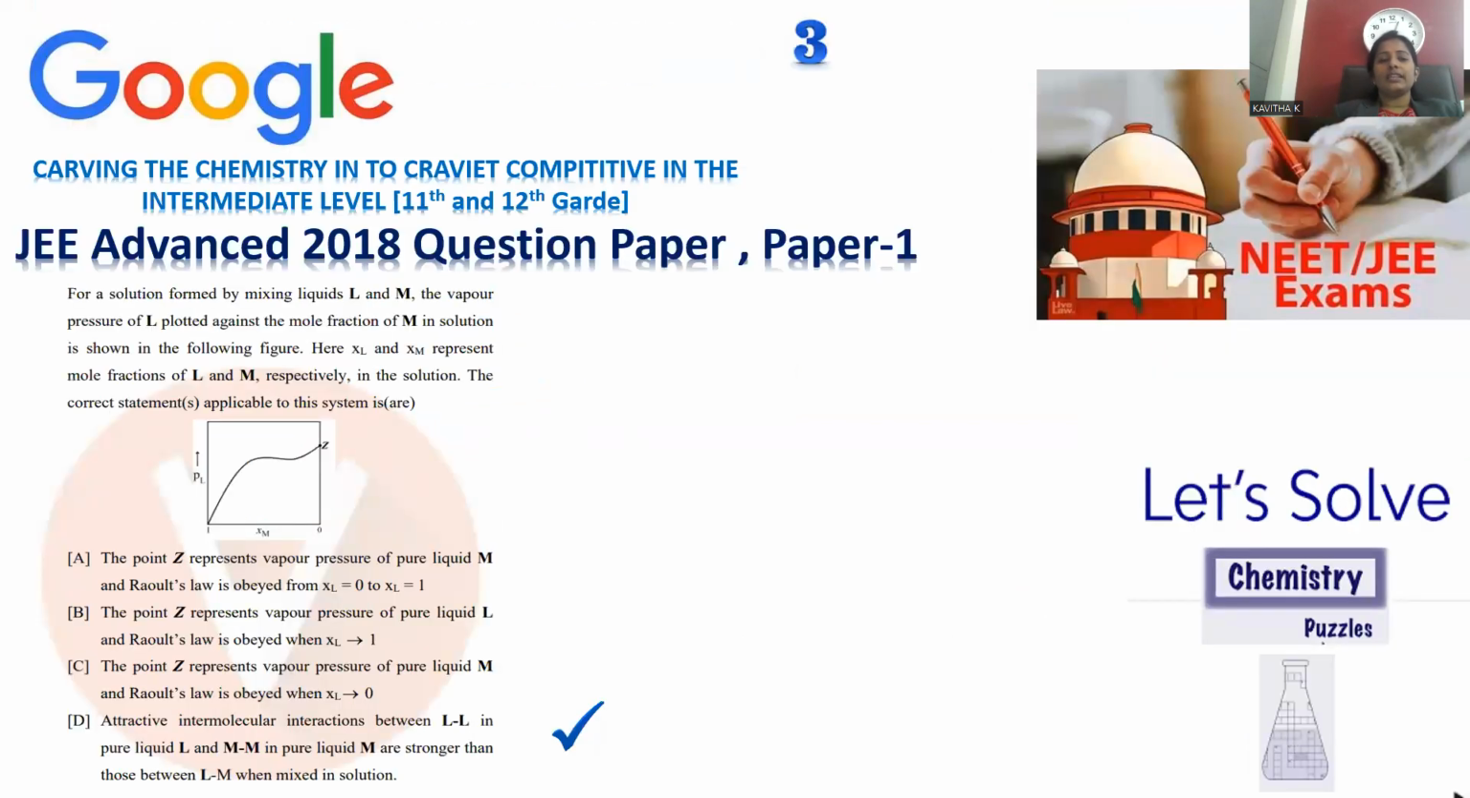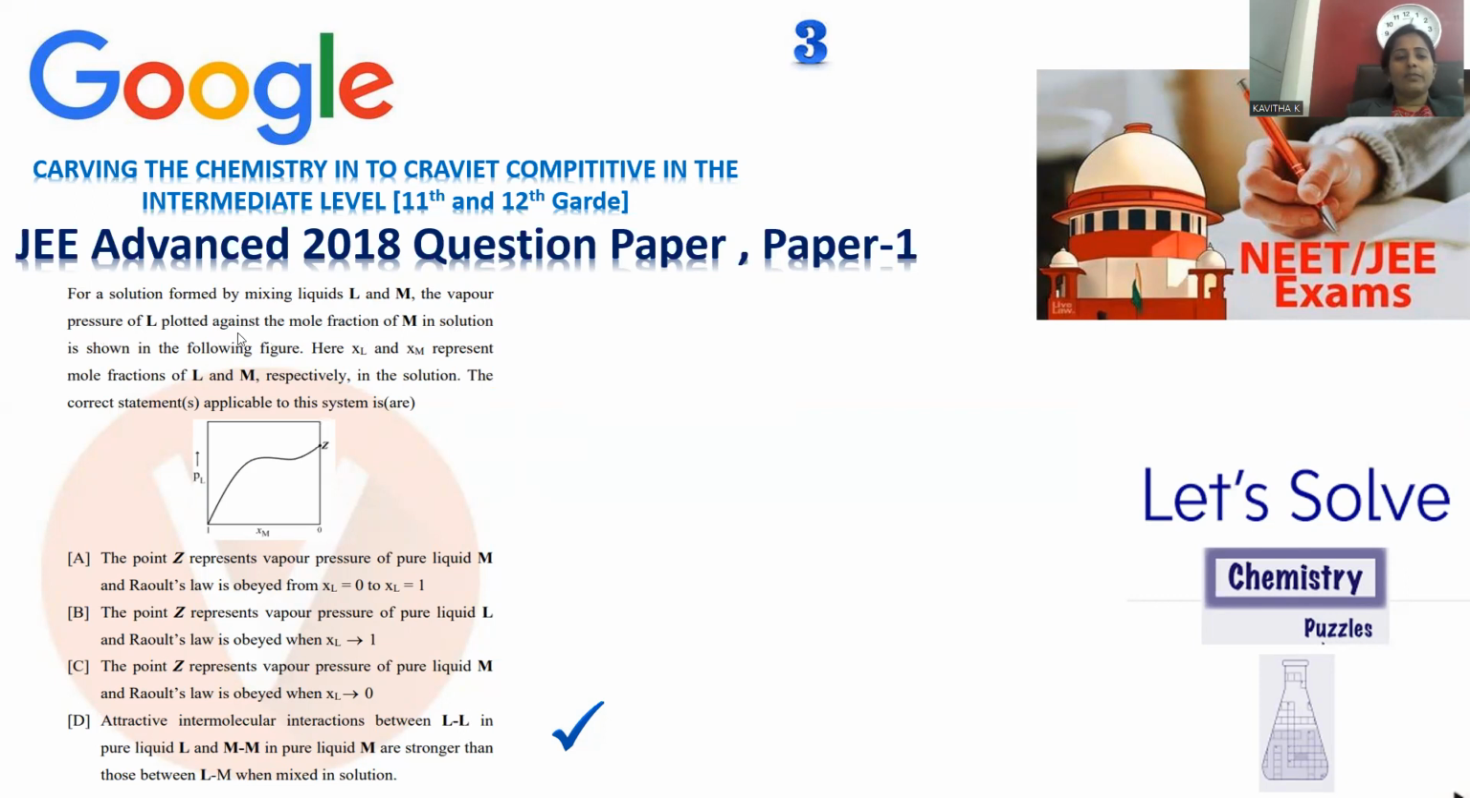Question number 3 is collected from the JEE Advanced 2018 question paper, and it is a part of Raoult's law. Raoult's law is related to colligative properties, the physical chemistry part. Let's read the question first; later on we will go for how to solve this one. A solution is formed by mixing two different liquids, one is L, one is M.